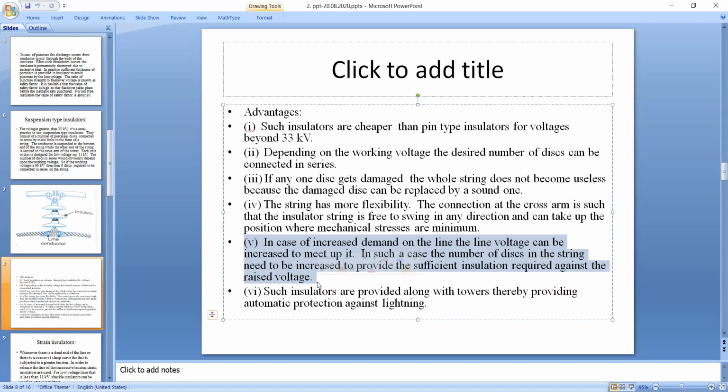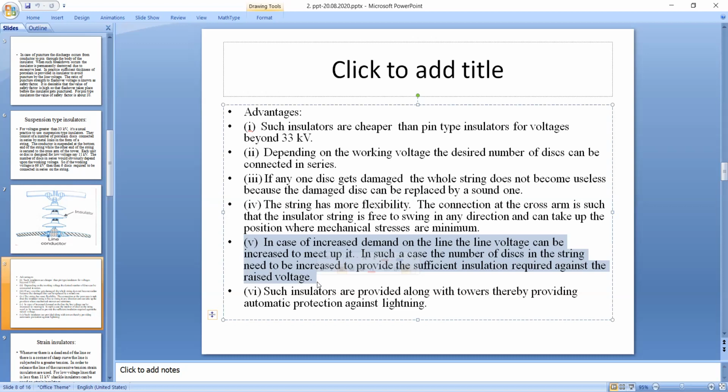Now suppose load has increased and the working voltage has to be increased up to say 77 kV. Previously it was 66 kV. Now the working voltage needs to be raised to 77 kV. So one more disc needs to be connected in the string. So instead of 6, previously we had 6 discs in the string. Now you will have 7 discs in the string.